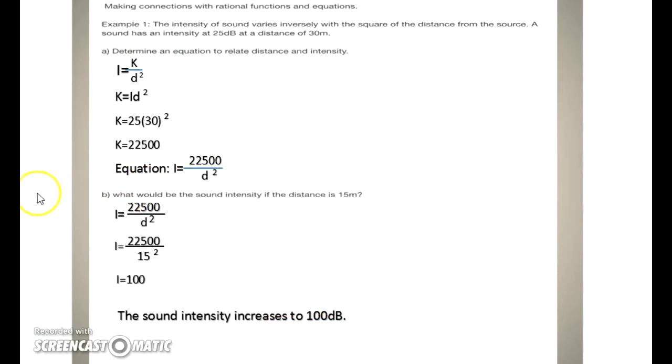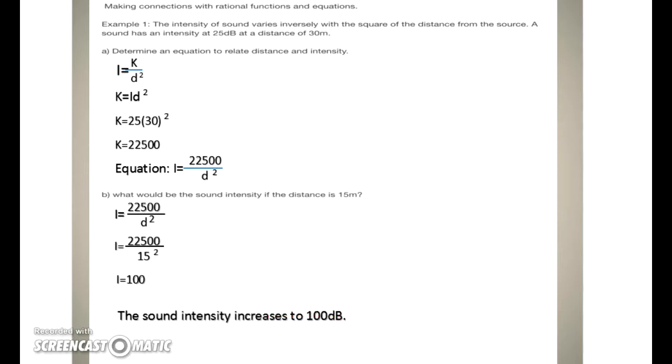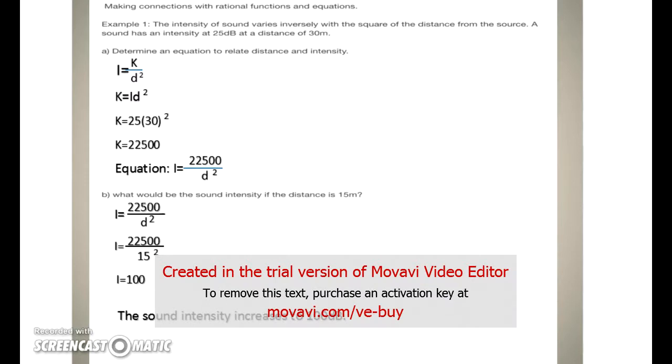I equal to k over d squared. k equal to I times d squared. k equal to 25 times 30 squared. k equal to 22,500. The equation is I equal to 22,500 over d squared.